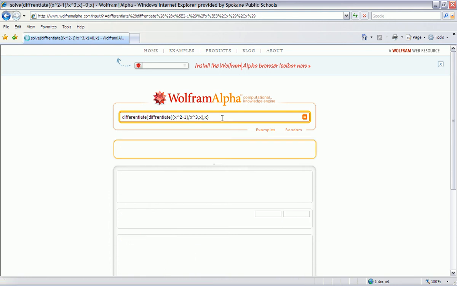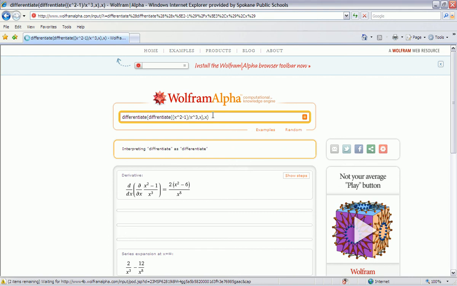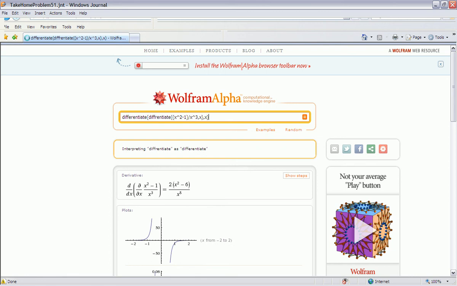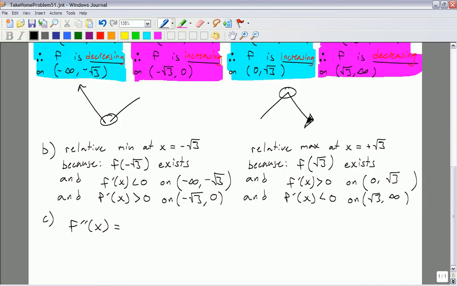On your TI-89, you'll do differentiate, put in your function, put in comma x, and then if you do comma 2, it'll do the second derivative. I tried doing that with Wolfram the other day, and it didn't like that format, so I did the derivative of the derivative just by putting differentiate within a differentiate. So there you go. 2 times the quantity x squared minus 6 over x to the 5th. So we'll go back and write that down. 2 quantity x squared minus 6 over x to the 5th.